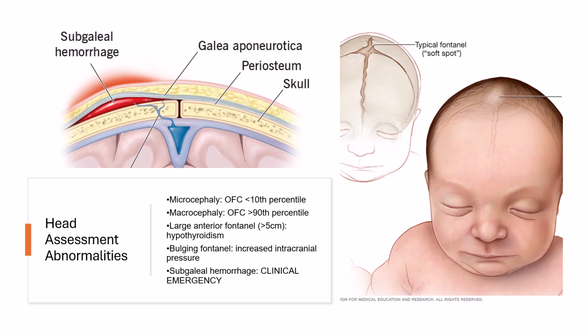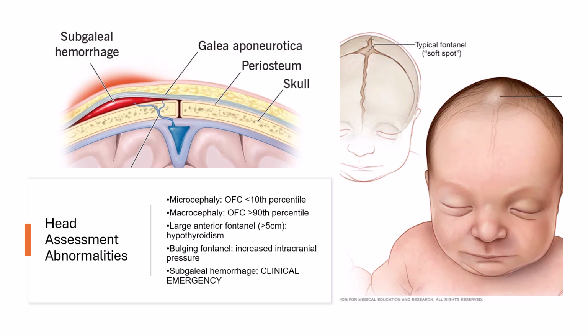Microcephaly, OFC below 10th percentile, may indicate poor brain growth or premature suture closure. Macrocephaly, OFC above 90th percentile, could be benign familial or secondary to hydrocephalus. A large anterior fontanelle exceeding 5 centimeters across may suggest hypothyroidism. A bulging fontanelle raises concern for increased intracranial pressure.